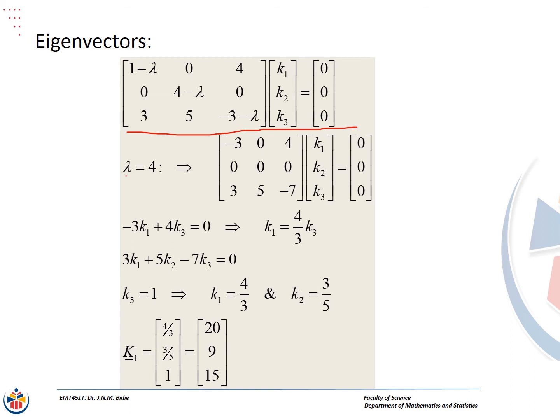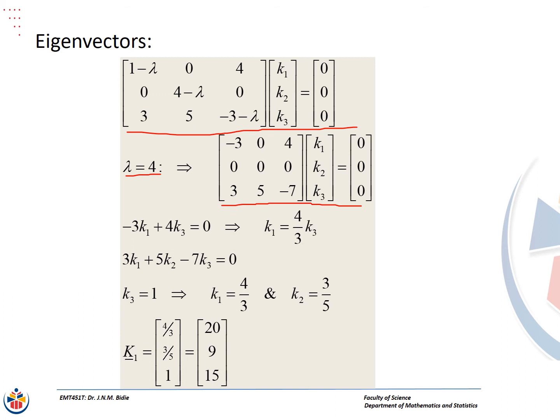Substitute the first eigenvalue, lambda equal to 4, in. Then you substitute it in there and then you simplify. That step carries a mark where you substitute your eigenvalue in and do the correct calculations. 1 minus 4 must be negative 3. 4 minus 4 must be 0. Negative 3 minus 4 must be negative 7.